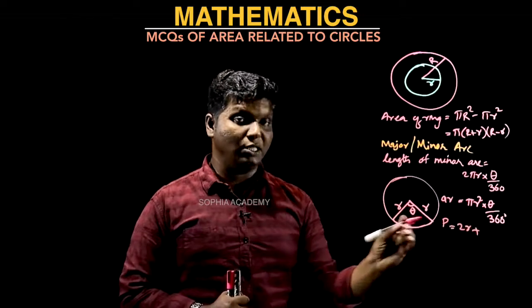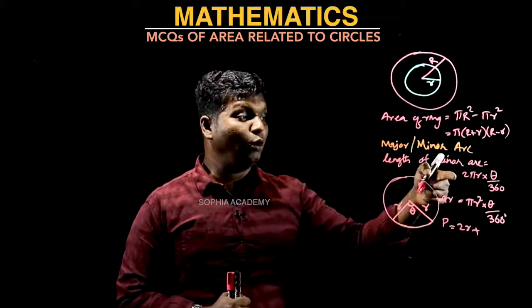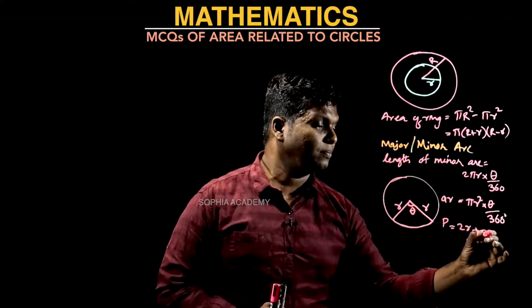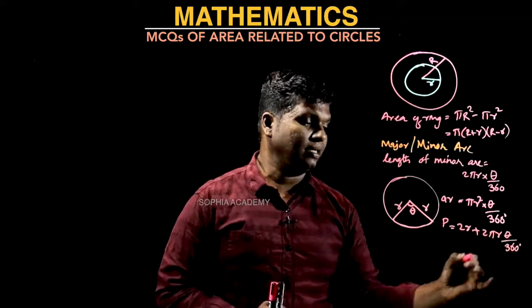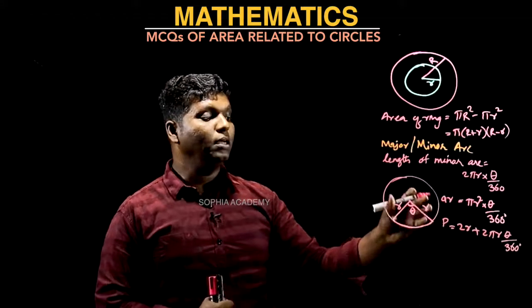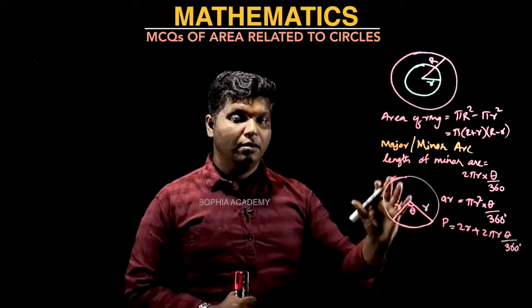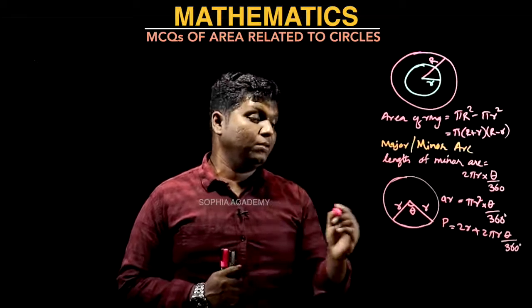Now r plus r is 2r, we wrote that much. What about the length of the minor arc? Length of the minor arc, we already know, is 2 pi r into theta by 360. So here you can write 2 pi r into theta by 360 degree. So this is what we call the perimeter. This is how we have to find the perimeter of the minor sector.